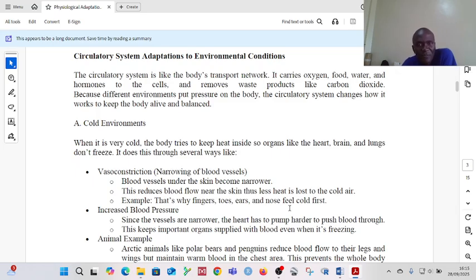The adaptations of the circulatory system in various environmental conditions. The circulatory system functions like the body's transport network. It carries oxygen, it carries food, it carries water, it carries hormones towards the cells, but it also removes waste products, things like CO2, it removes them from the cells. So, because animals are found in different environments, then these environments are likely to put pressure on the body. And therefore, the circulatory system is likely to change in how it works, given the change in the environment. And why it is changing is just an effort to keep the body alive and balanced.